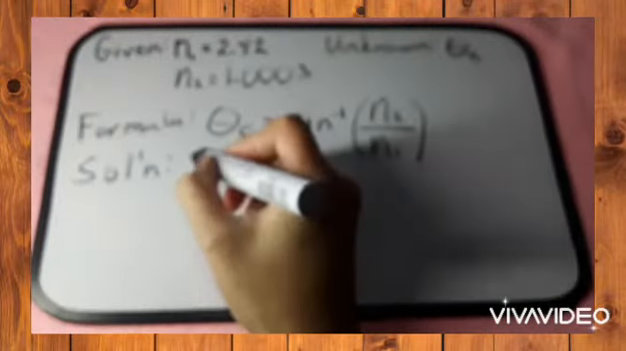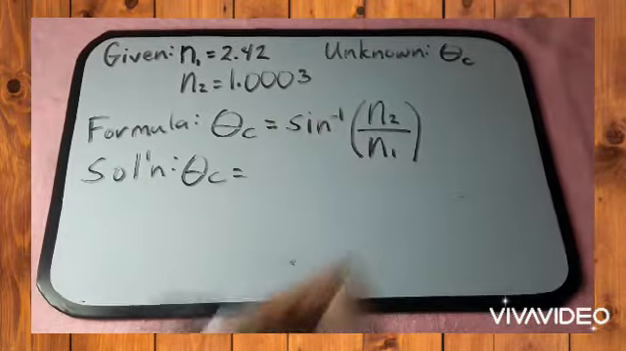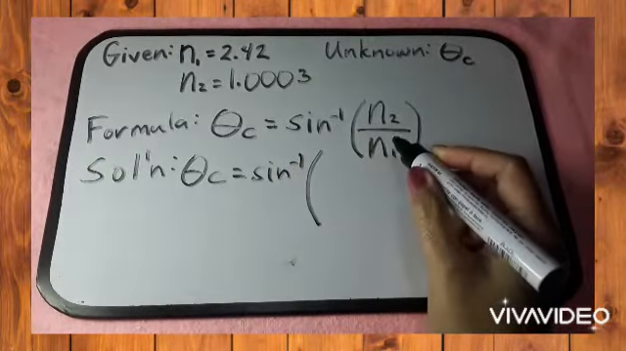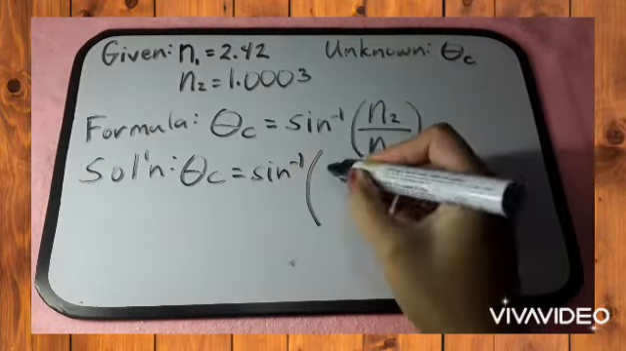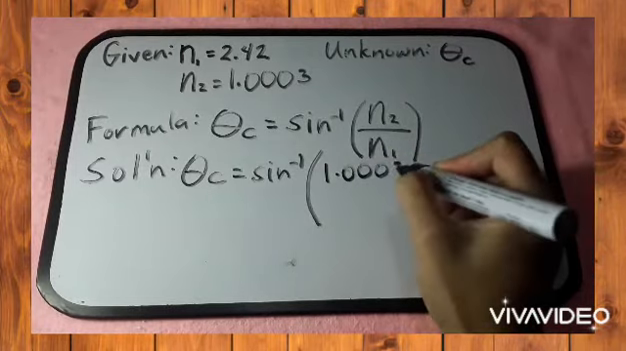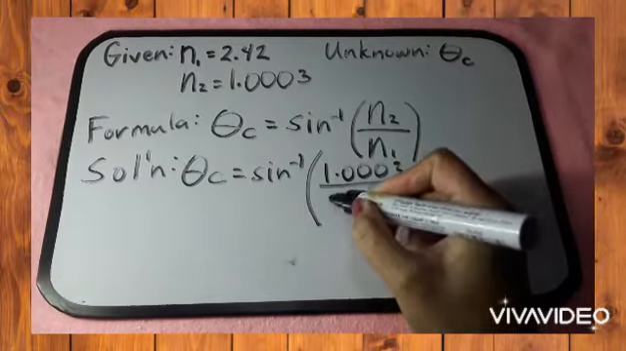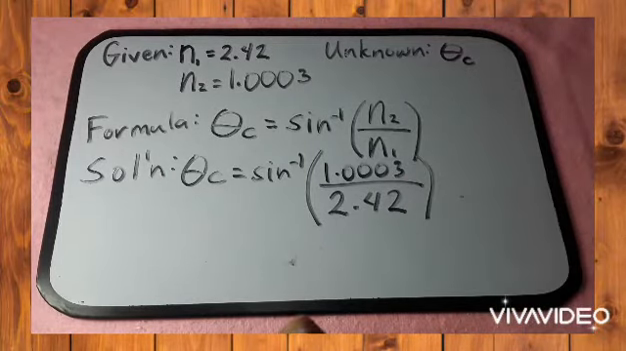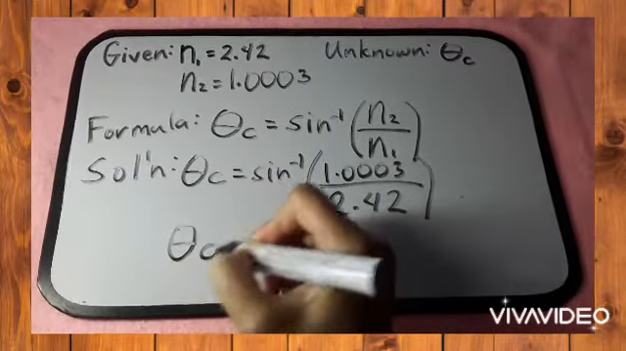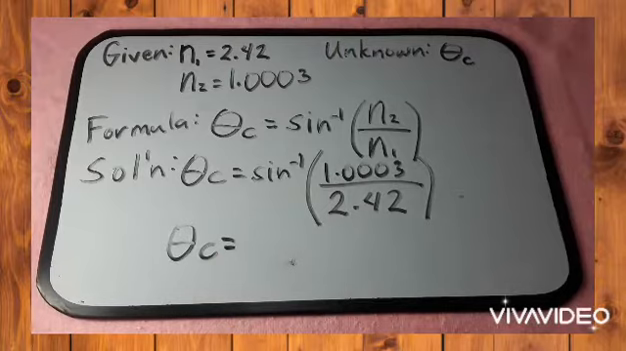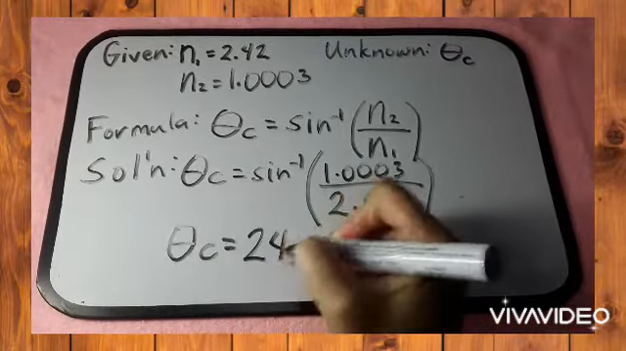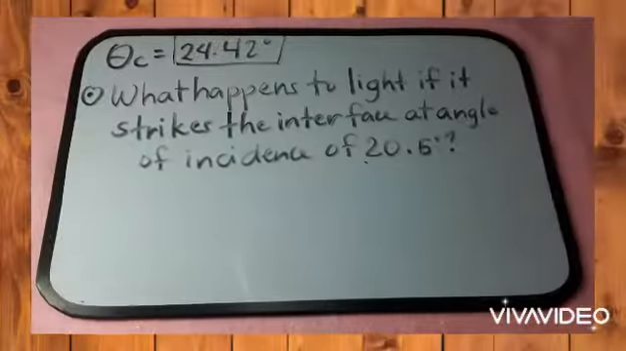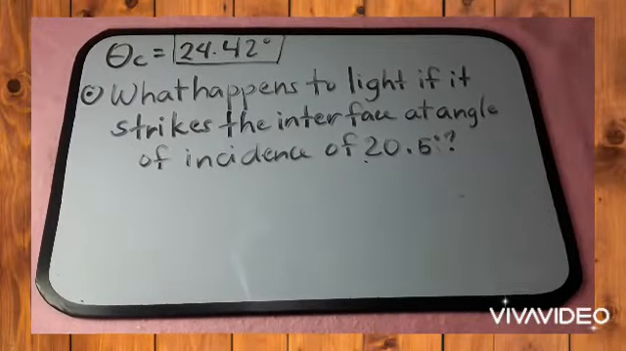So let's substitute. The critical angle is equivalent to sine raised to -1 times the index of refraction of air, which is 1.0003, divided by the index of refraction of diamond, which is 2.42. So using your calculator, just input this one. We can now have a value of 24.42 degrees. So let's now answer the questions.